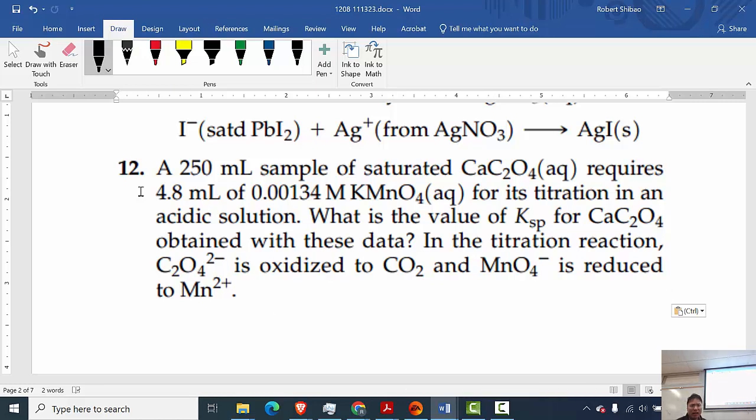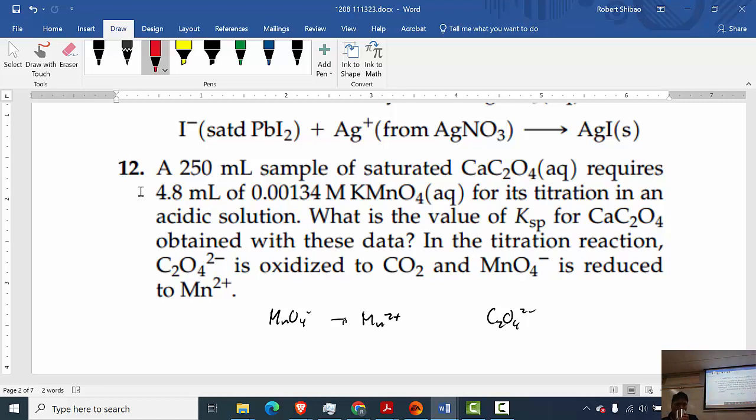And so basically, we're going to use permanganate. Permanganate is a strong oxidizer. It's going to be reduced to manganese 2. And then oxalate is going to be the reducer. Now, oxalate, when you look at the oxidation states, can you oxidize oxalate? What's the oxidation state of carbon in oxalate? +3? That's correct. +3. So yes, it is possible to oxidize this.